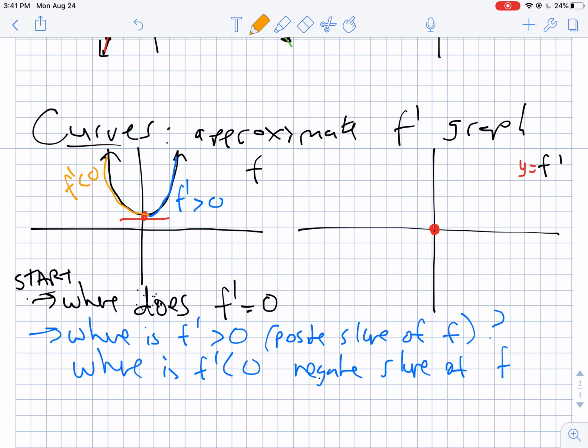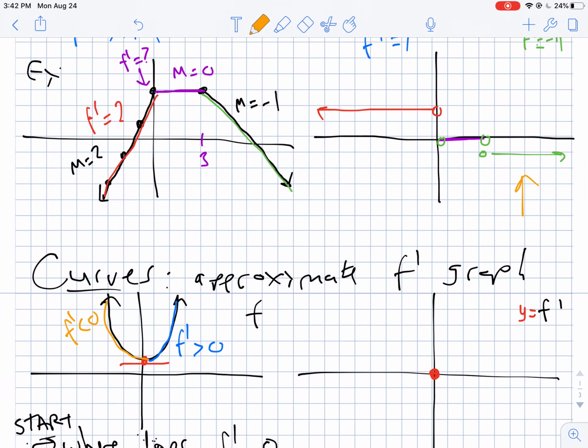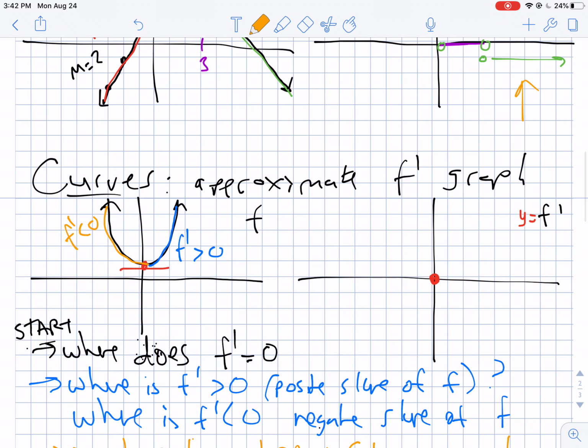The other question you might want to ask yourself is, is it getting steeper? So is the f graph getting steeper? In which case your f prime is getting more positive. We're not going to have the same thing that we saw above, where we see a constant slope for a wide interval. We don't have that. The slope is changing.